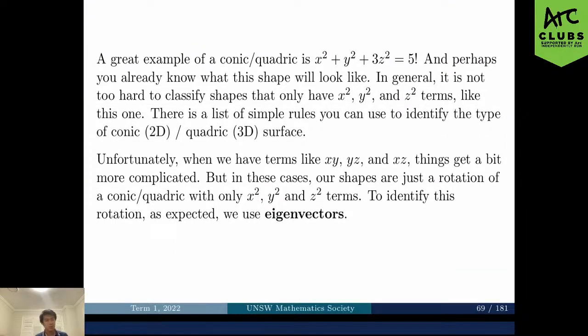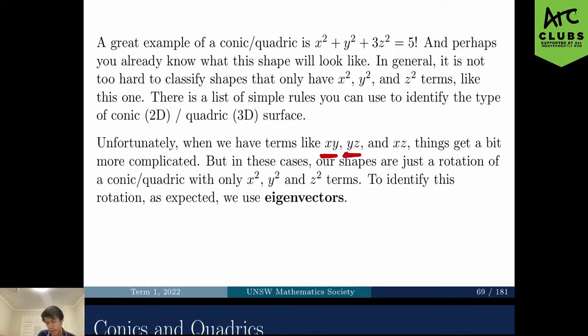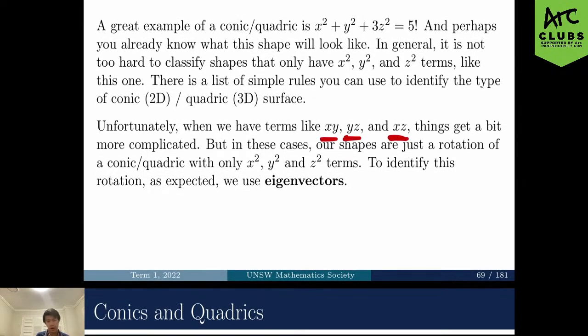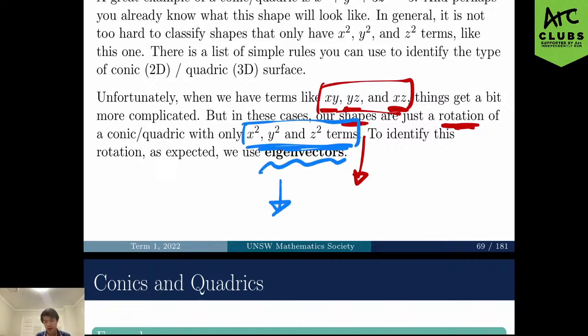Unfortunately, life is complicated in general, and so is maths. And so sometimes we have terms like xy and yz and xz. And things get a bit harder, but it turns out that we can use eigenvectors to save our life. If we have a shape like this, we can actually show that it is a rotation of another conic with just these terms. Something without any xy, xz, and yz terms.